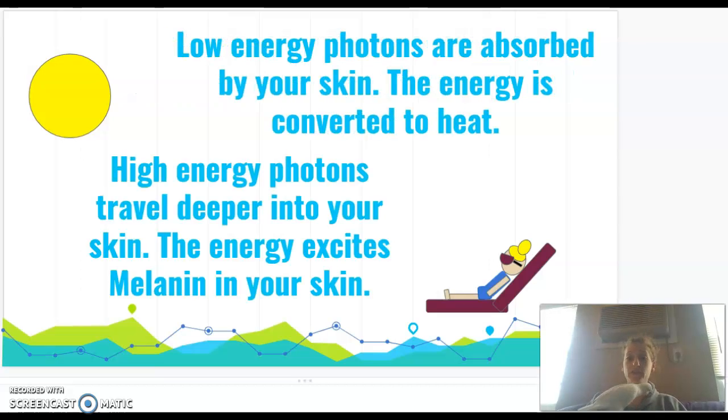So low energy photons are absorbed by your skin. The energy is converted into heat. High energy photons travel deeper into your skin. This energy excites melanin in your skin. So this is why when you're sunbathing, sometimes you get burnt, because some of the high energy photons have actually entered your skin.